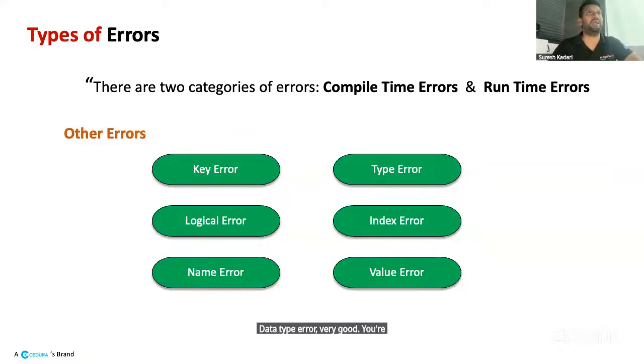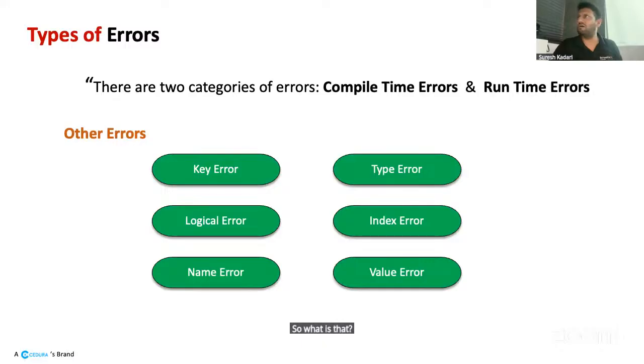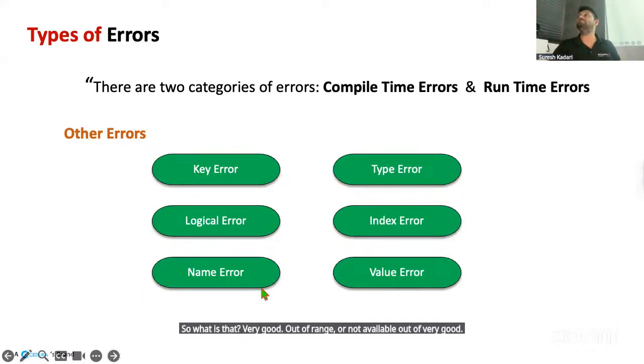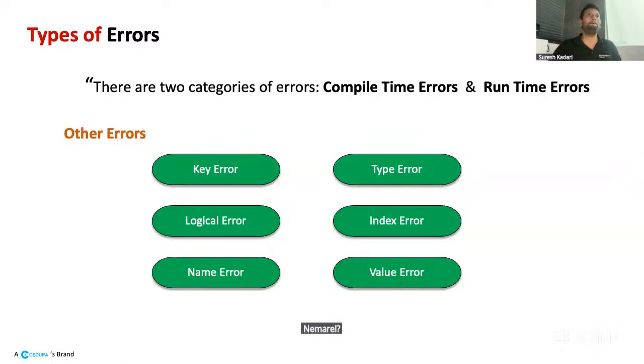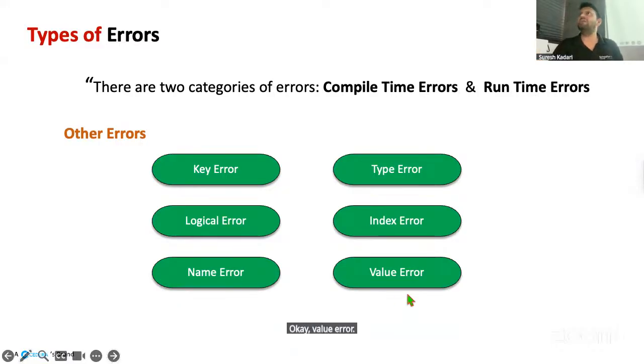You are trying to divide a string. Data type error. What is logical error? Operator. Very good. Index error. So what is that? Very good. Out of range or not available. Name error. You are referring to a name, variable, function, whatever, which does not exist. Okay, value error. Assigned value or anything that is not appropriate.